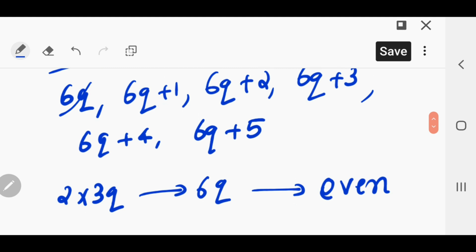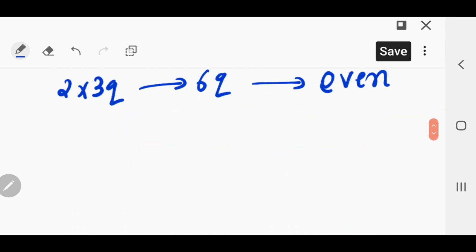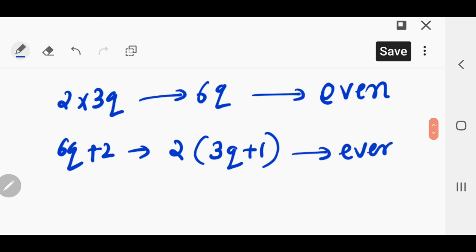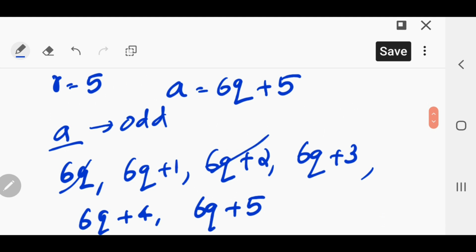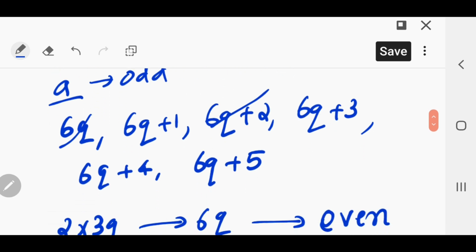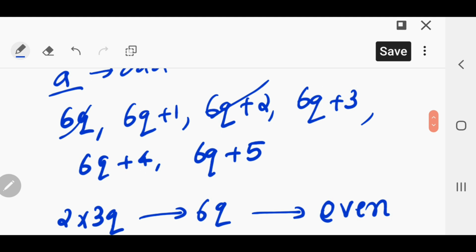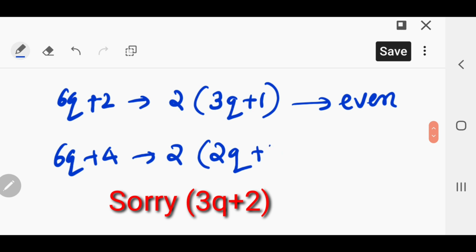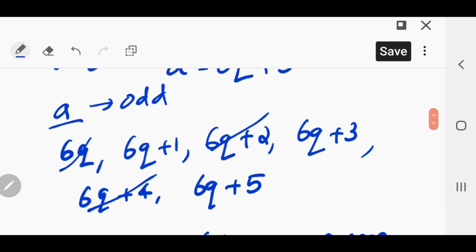Now take 6q plus 1. This cannot be written as a multiple of 2. Now what is 6q plus 2? 6q plus 2 can be written as 2 into 3q plus 1, so this is also a multiple of 2, that means this is also an even number. So we cannot write 6q plus 2 as a, because our a is odd. Now 6q plus 3 is not divisible by 2. Now 6q plus 4 can also be written as a multiple of 2, 2 into 3q plus 2, so this is also an even number. So this also we can cancel.